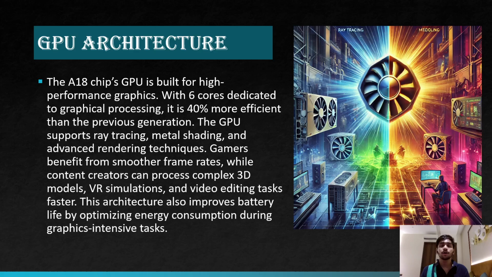Now talking about the GPU architecture, we can say that the A18 chip GPU is built for high performance graphics. It can handle high performance graphics without any kind of disturbances. With 6 cores dedicated to graphical processing, it is 40% more efficient than the previous generation. The GPU supports ray tracing, metal shading, and advanced rendering techniques. Gamers benefit from smoother frame rates, while content creators can process complex 3D models, VR simulations, and video editing tasks. The architecture also improves battery life by optimizing energy consumption during graphic intensive tasks.